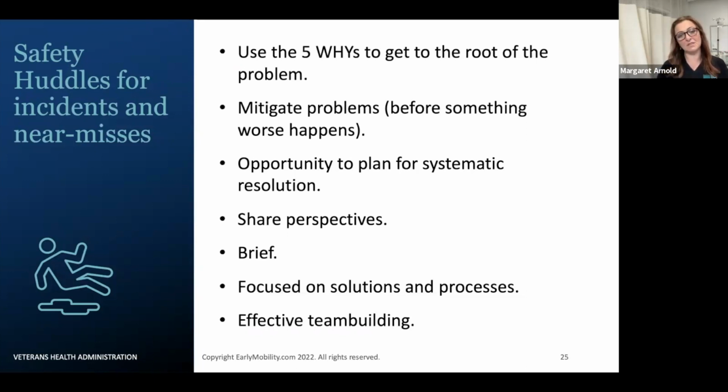Mitigate problems before something worse happens. So in high reliability organization, we talk about weak signal, strong response. You may be familiar with the visual of the Swiss cheese and the holes in the cheese. As a unit peer leader, if you notice something that just is off, take care of it right away. It might be a ceiling lift or a floor-based lift that kind of makes a funny noise. Don't ignore that. Have your biomed come up and look at it right away.